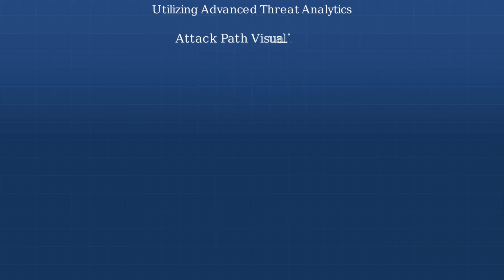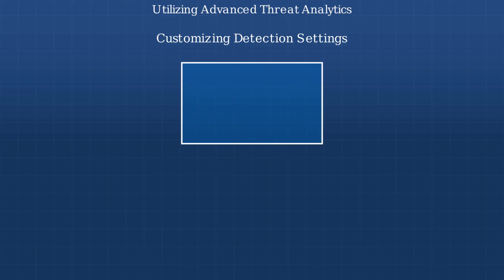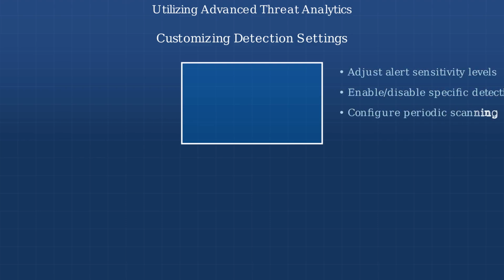Defender for Identity creates visual attack paths showing how attackers move through your network. Red nodes indicate compromised systems, while green nodes represent systems with expected behaviors. Defender for Identity allows you to customize detection settings to reduce false positives and align with your organization's security policies. You can adjust alert sensitivity, enable or disable specific detections, configure periodic scanning, and set up notification preferences to fit your specific needs.